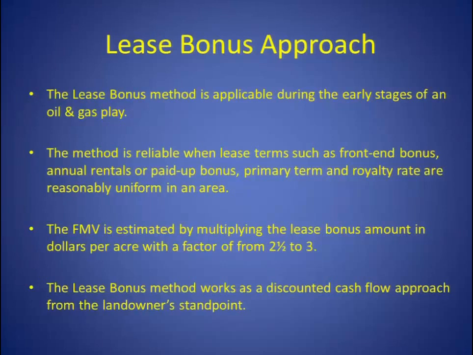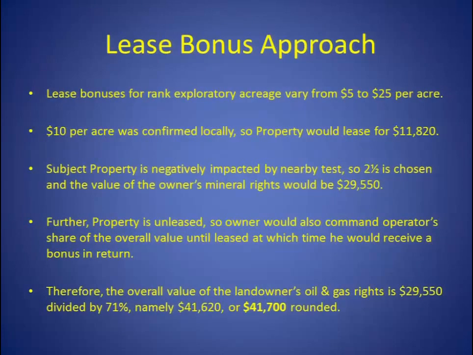So we multiply that, as that literature tells us. They have found that the value of the mineral rights is basically from 2.5 to 3 times the bonus itself. So that works in this particular case. We found that rank exploratory acreage had this variation per acre in bonus. This is at the other end of what Tim Norbert talked about, in the Appalachians, Marcellus, where people are talking about thousands of dollars per acre. We confirmed the $10 per acre locally through various offices. So that particular property basically would lease for this amount.